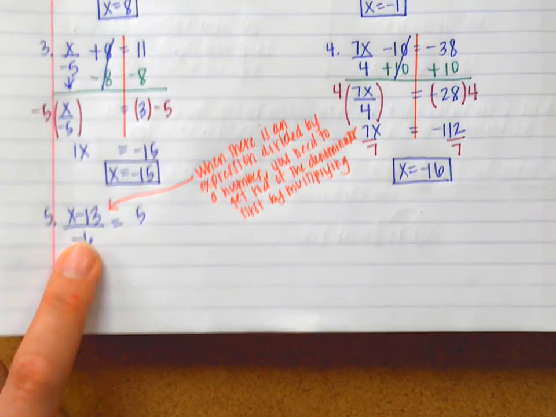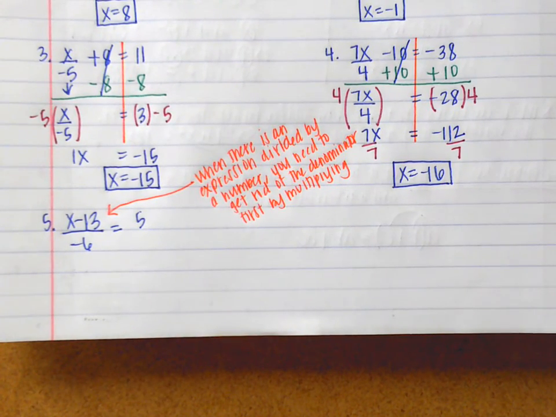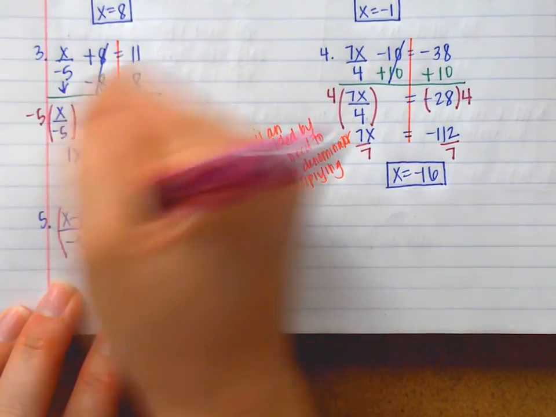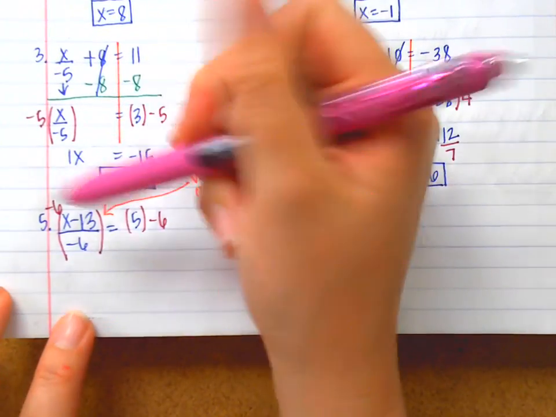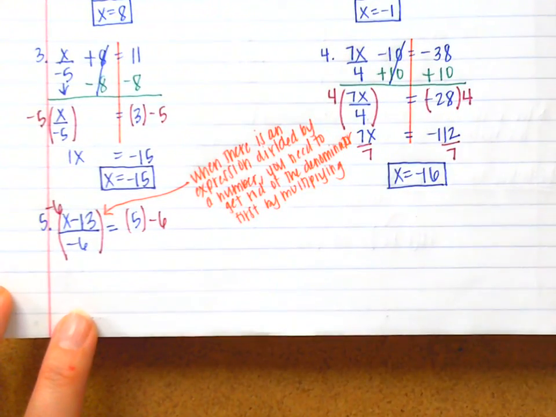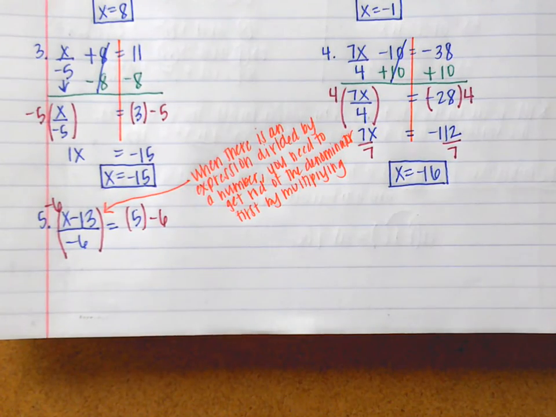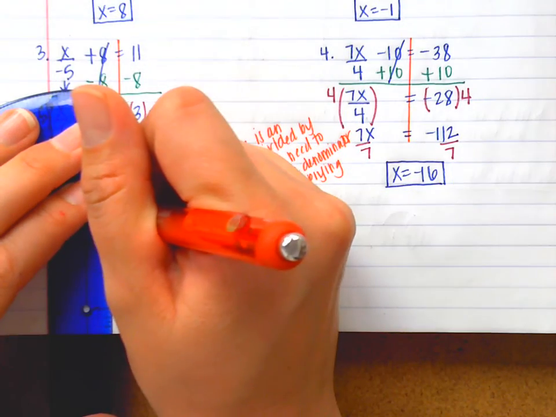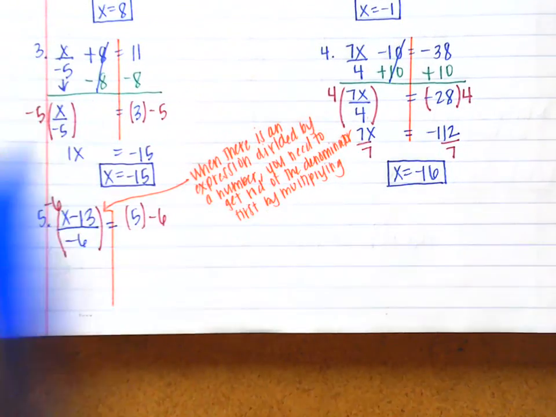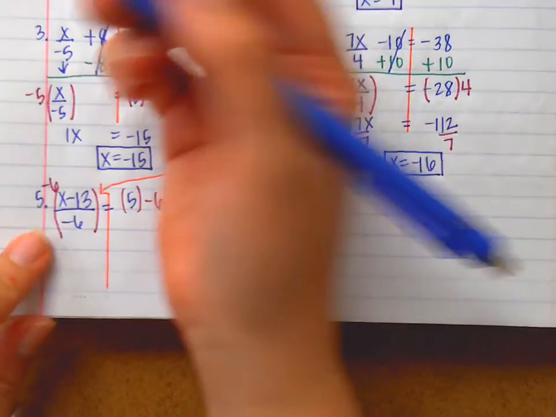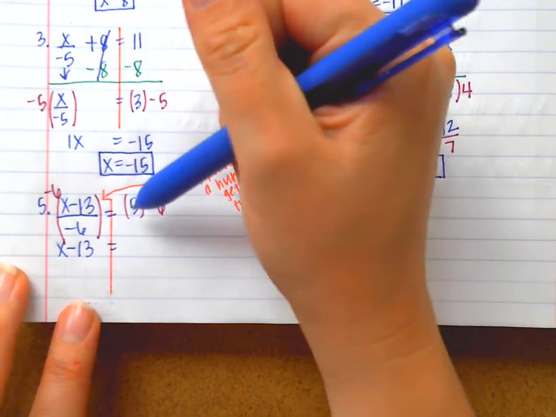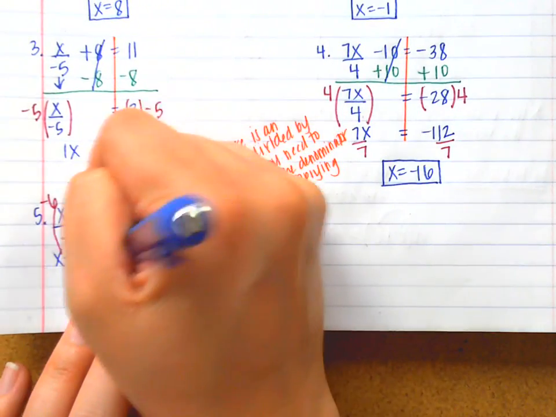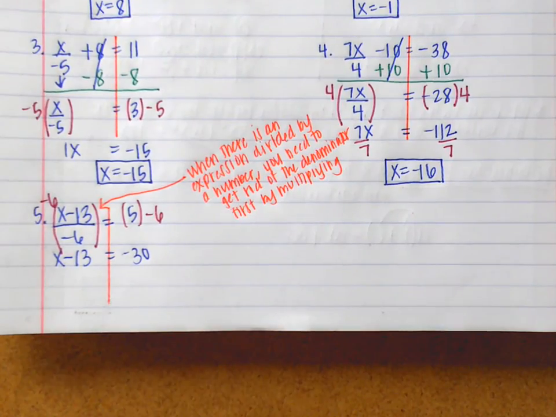So to undo this dividing by -6, that whole thing that's being divided by -6, I'm going to multiply both sides by negative 6. And what happens, negative 6 divided by negative 6 is just 1. We can draw our line down the center there, and then it's just 1 times x minus 13, which is just x minus 13. And then 5 times negative 6 is negative 30. And now it's a really straightforward problem. It's just that one-step equation.